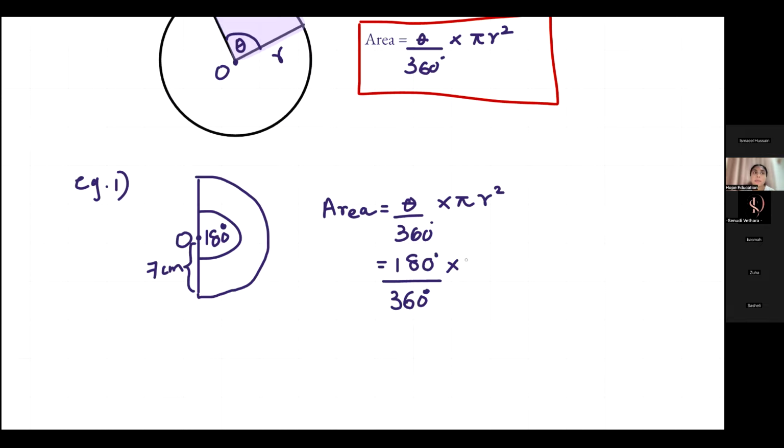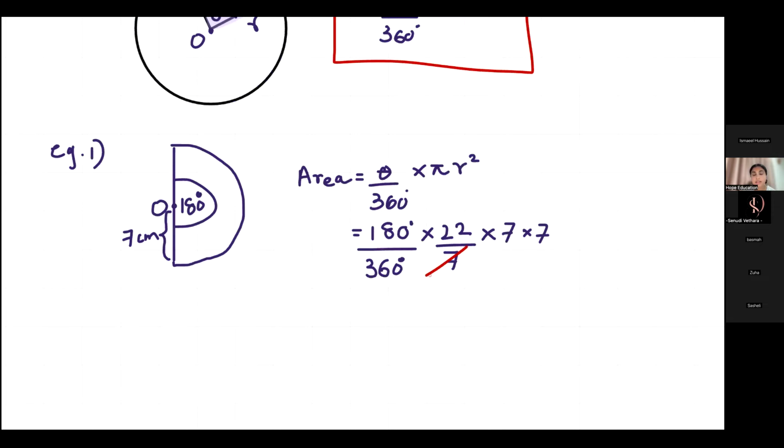What is the value of pi, as a fraction? 22 over 7. Correct. So instead of pi, I write 22 over 7, multiplied by r squared. That means radius squared. Here the radius is 7 centimeters, so 7 multiplied by 7. So this 7 and this 7 cancel.